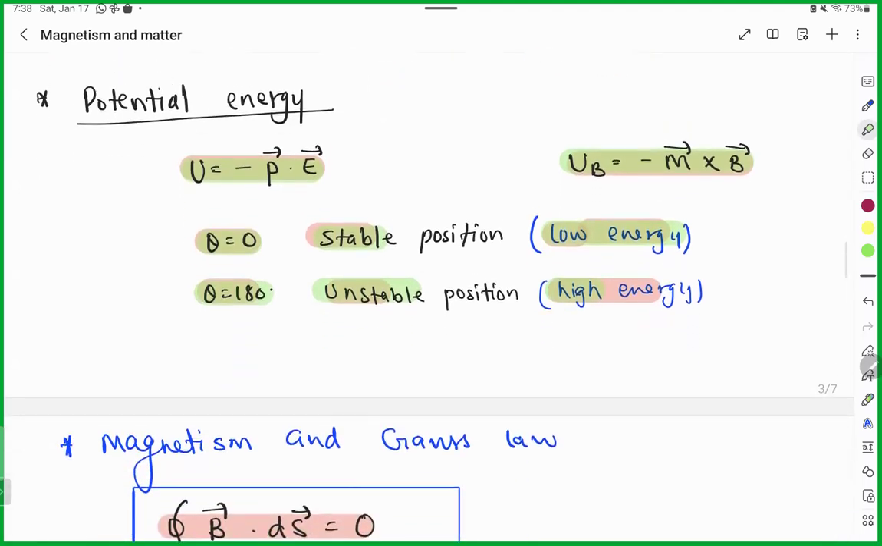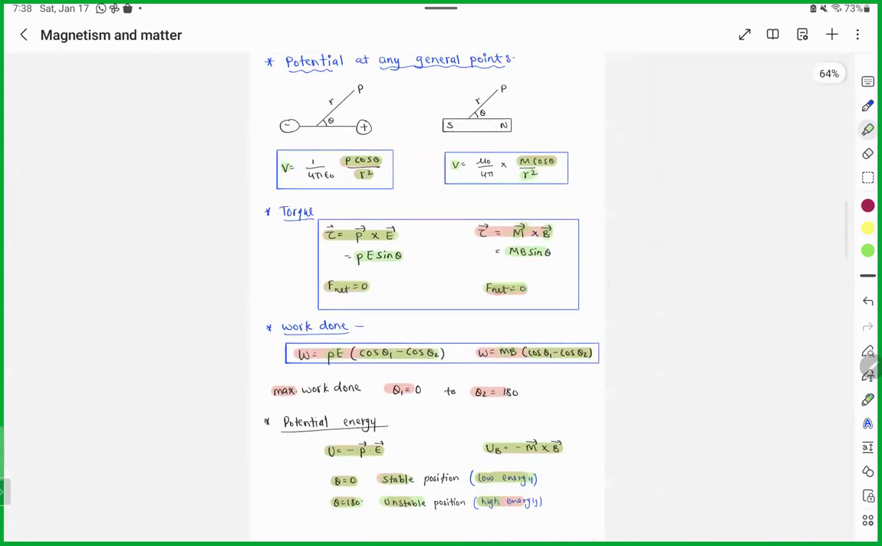Any doubt, guys? So whatever I showed you as of now, everything was comparison with the electrostatics. If you know everything about electrostatics, it will look easy. And if you don't know electrostatics, then it will be too difficult to do. That's why magnetism and matter is too easy to do. The reason is that everything is just comparison with your electrostatics. Make sense, guys? Anybody have doubt? Let me know.